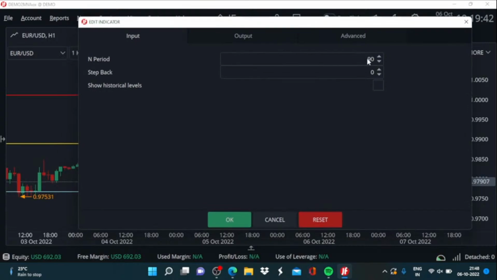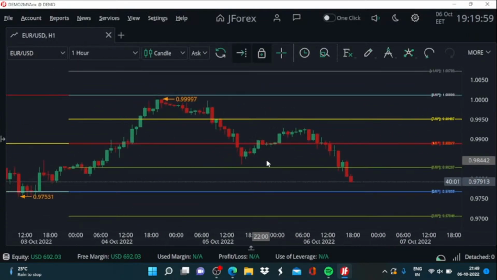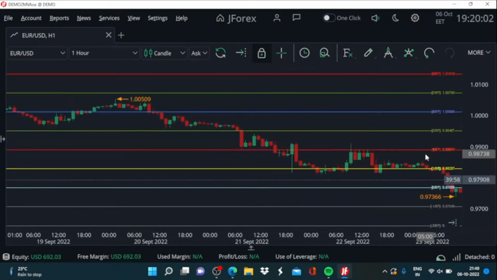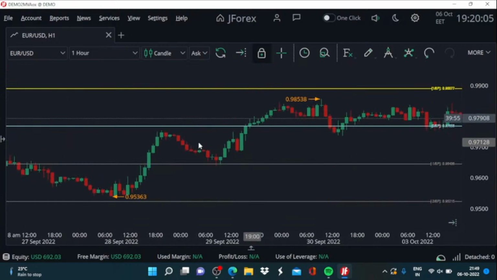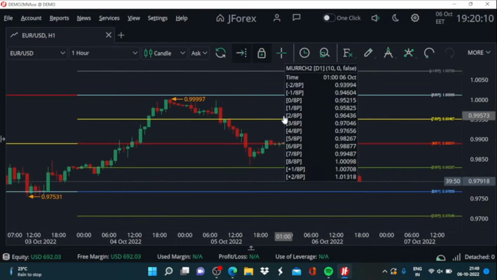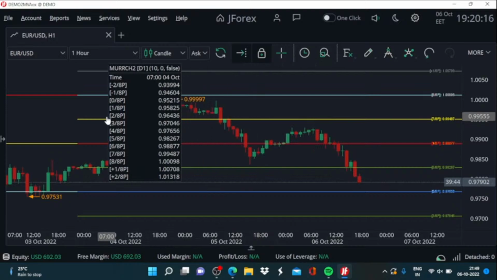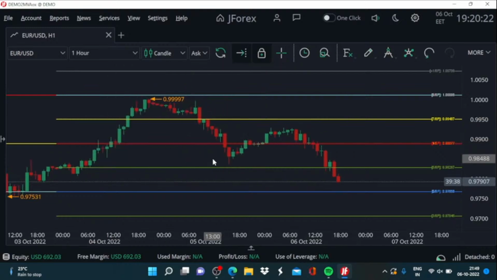So if we take recent price data, suppose if I reduce it to 10, then it will be drawn using only the last 10 days of price data. So here we have these indicators plotting, and all these levels, all these points drawn using these Murrey channels have now moved a lot closer to each other.